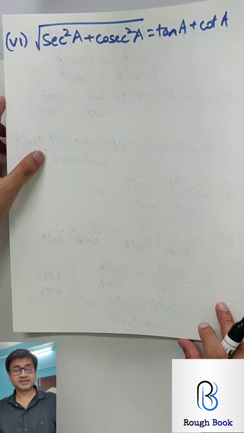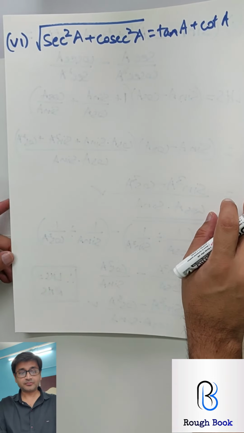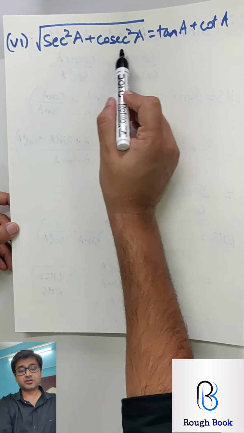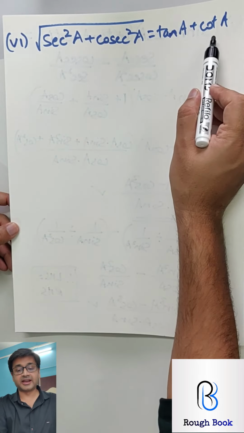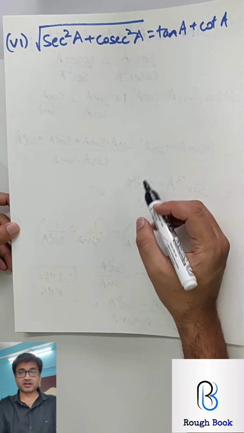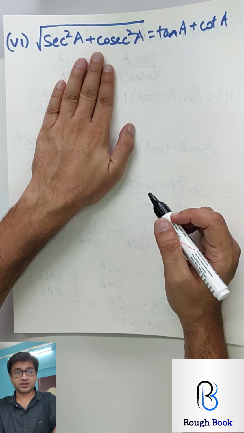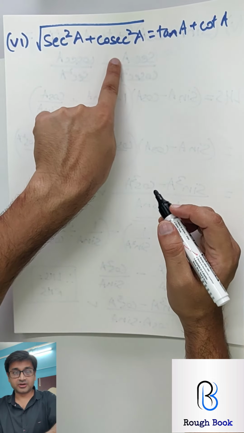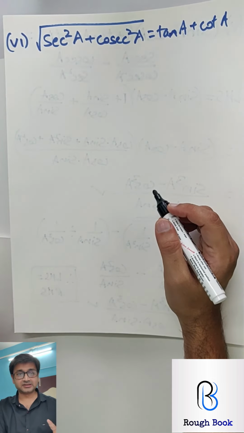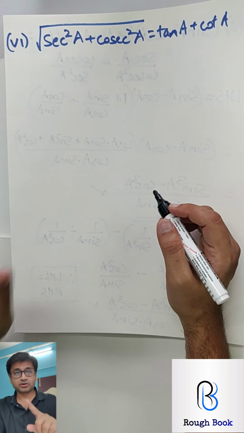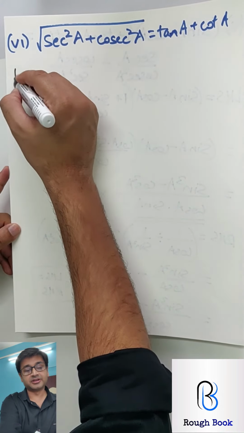Try sum number 6. Come on, hit it. The sixth one says sec square plus cosec square, all under a root, is equal to tan A plus cot A. How are you going to tackle this? Obviously, you're beginning with the LHS, converting this into sine cos, and then the root will get cancelled with the square probably. So try it, see how far you can take this.